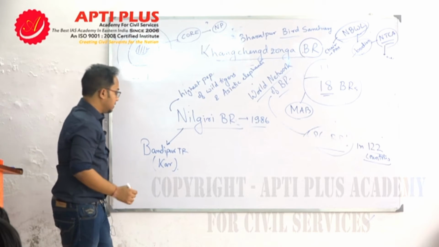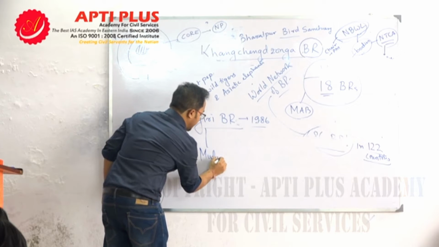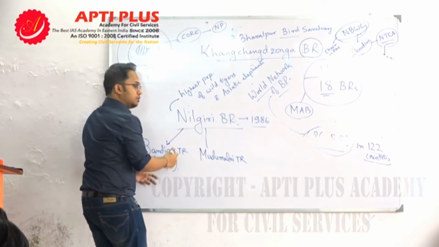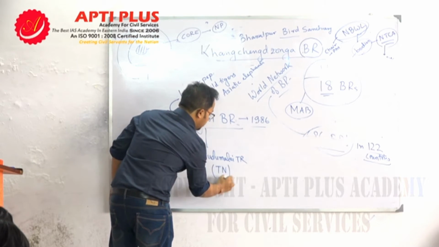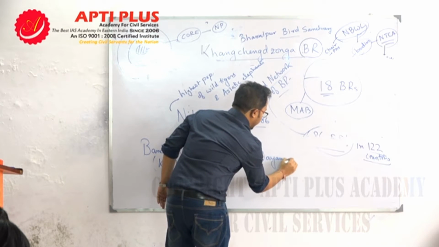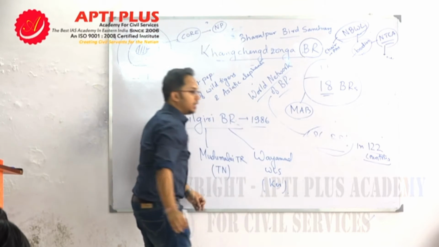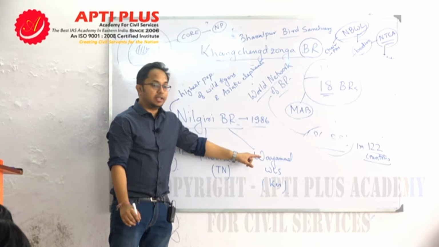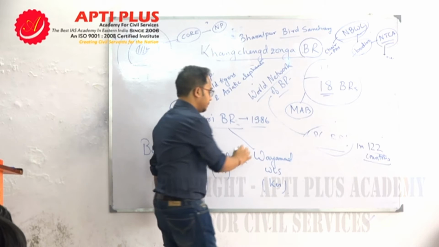So Bandipur Tiger Reserve in Karnataka will have the Mudumalai Tiger Reserve. These are also national parks as well. Okay? Mudumalai Tiger Reserve is in Tamil Nadu. We'll have the Wayanad Wildlife Sanctuary in Kerala. It is not a tiger reserve, despite having one of the highest numbers of tigers, over 80 tigers, still it is not a tiger reserve. Okay? It is a wildlife sanctuary.